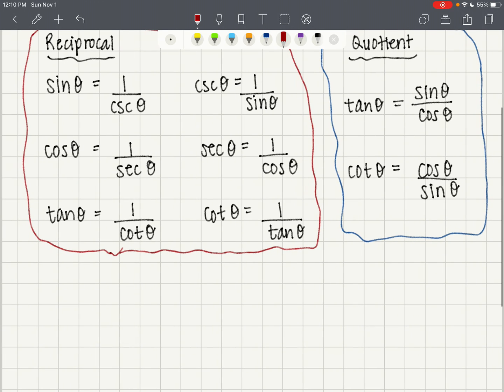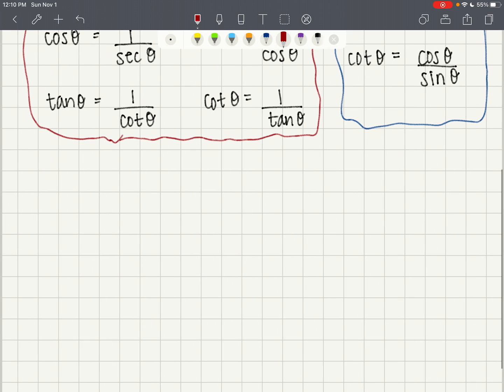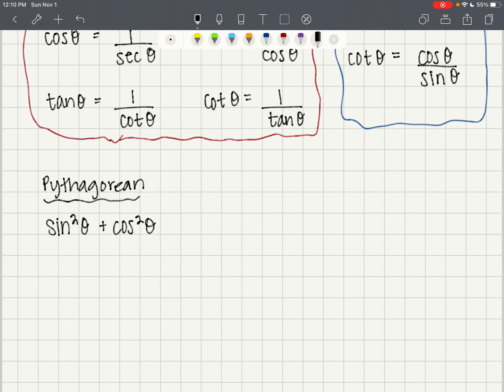So now we have our Pythagorean identities. So in the upper left-hand corner, you're going to write Pythagorean. And on the front side, you're going to write sine squared of theta plus cosine squared of theta. And then on the back side, 1. Sine squared of theta plus cosine squared of theta is equal to 1.